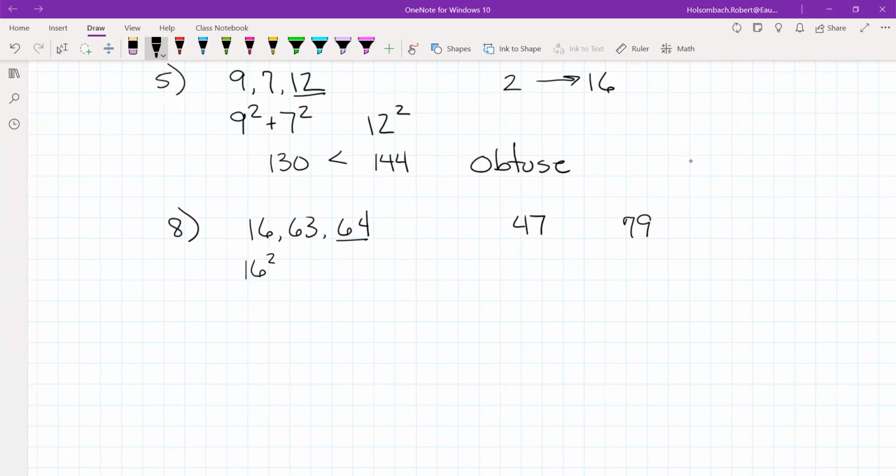So 16 squared plus 63 squared compared to 64 squared. So I get 4225 on the left, 4096 on the right. So our a squared plus b squared is greater than c squared. That's an acute triangle.